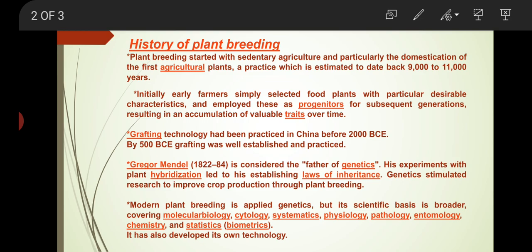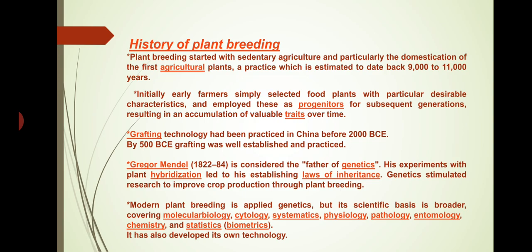Modern plant breeding is applied genetics, but its scientific basis is broader, covering, for example, molecular biology, cytology, systematics, physiology, pathology, entomology, chemistry, statistics, and biometrics. It has also developed its own technology.